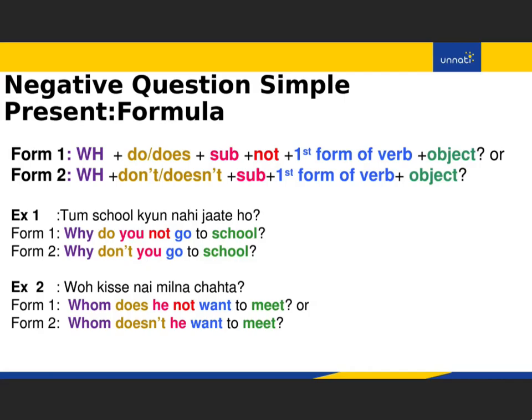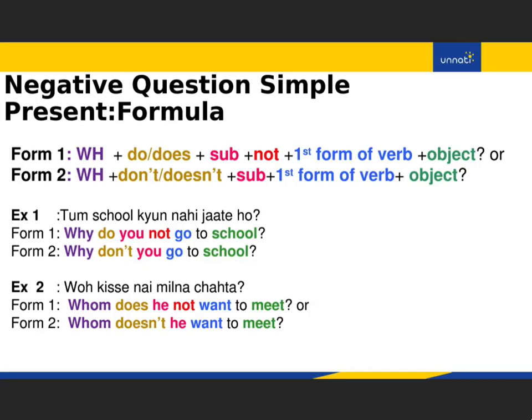That is one way. The second way, why don't you go to school? That's a reasonably shorter form. Why, the WH word, do or does not, plus subject, plus first form of the verb, plus the object. Why do you not go to school is the first form, and why don't you go to school is the second way to go about it.